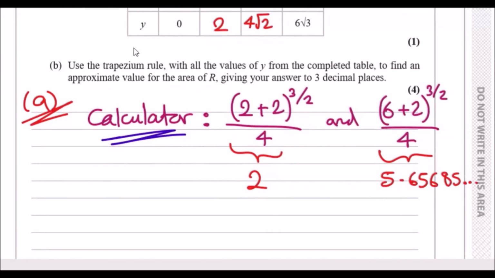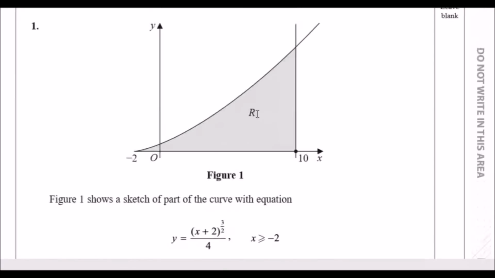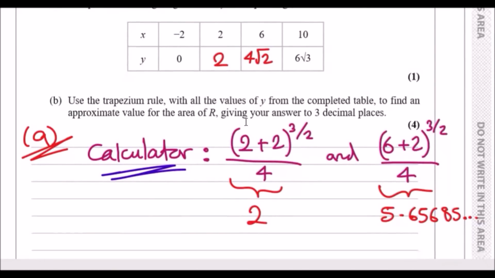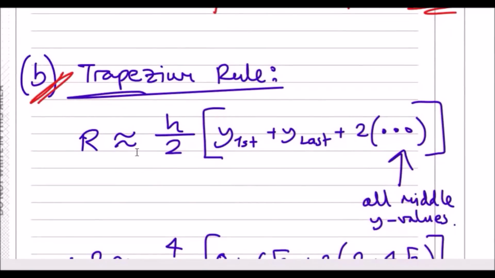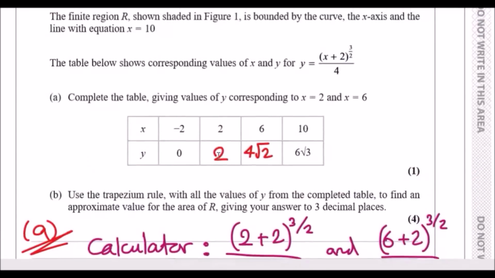Anyway, part B. Use the trapezium rule with all the values of y from the completed table to find an approximate value for the area of R. So same procedure, same story. And you're given the trapezium rule in the formula booklet, so that's good. But anyway, what I did here, I always do it my own way. I let the region be approximately equal to h over 2, where h is the width, by the way. And to calculate the width very easily, just find the difference between each x value. In other words, a common difference.